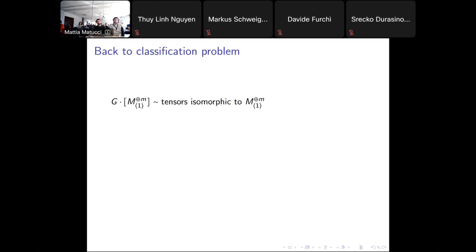Okay, so let's go back to our classification problem. If we just look at the orbit itself, that just changes the bases. So we just get tensors isomorphic to our original one. So we're really asking what's on the boundary.